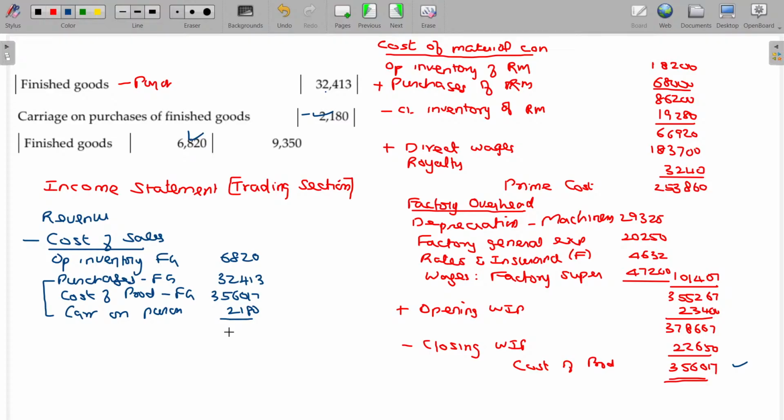Then total value being 3,97,430 minus closing inventory of finished goods 9,350. Then your overall cost being 3,88,080. And finally you will get the gross profit.